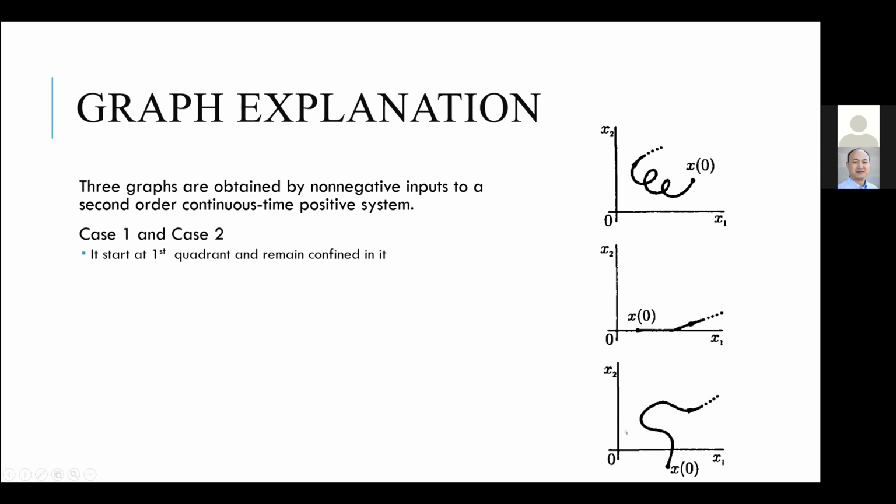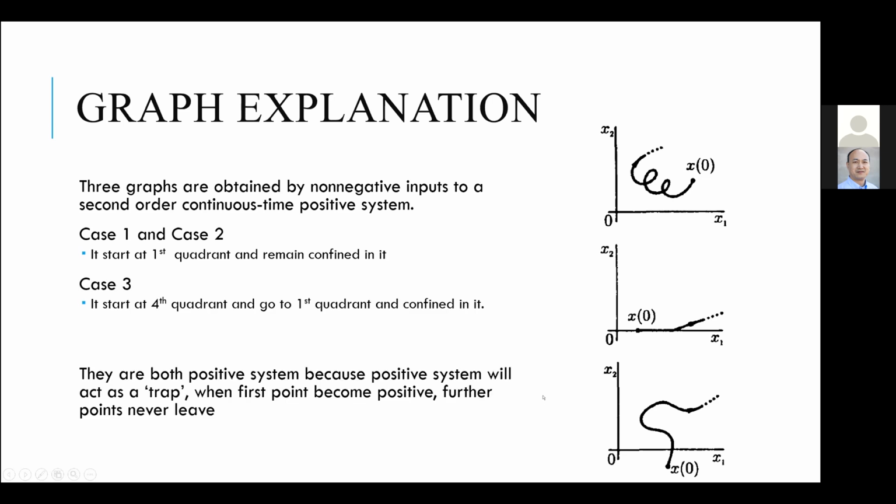However, in this case, you see there's a negative x2 here, right? But the trajectory is a curve coming from the fourth quadrant to the first quadrant. So when x2 becomes greater than or equal to 0, it's never less than 0 in the future. If you trap it, this system is still positive, because if the initial point and the future points are non-negative, it is positive. We don't care about the points before it. So you basically trap it.